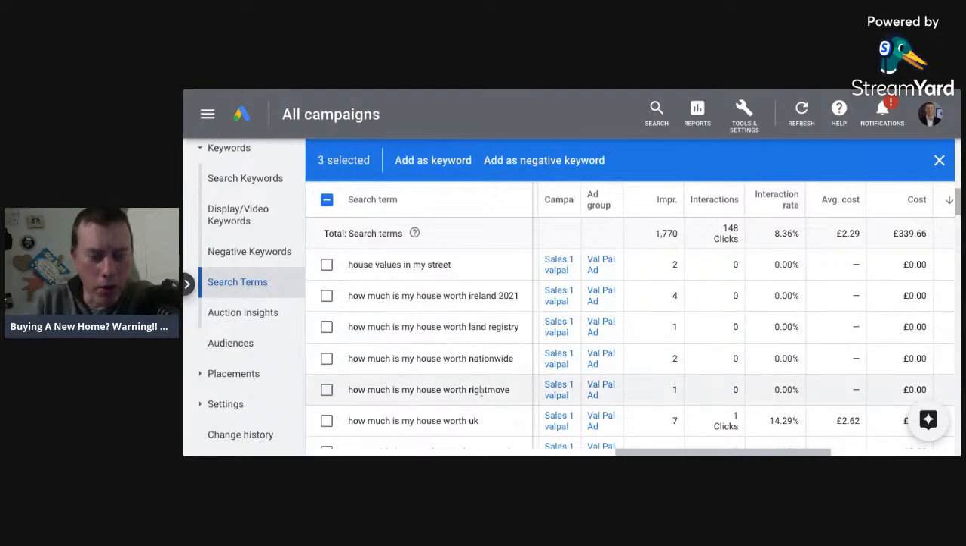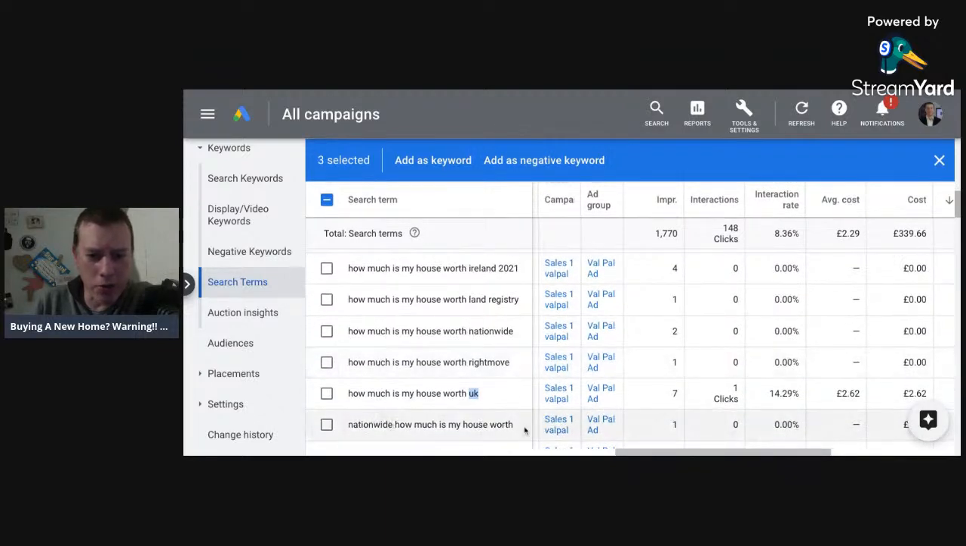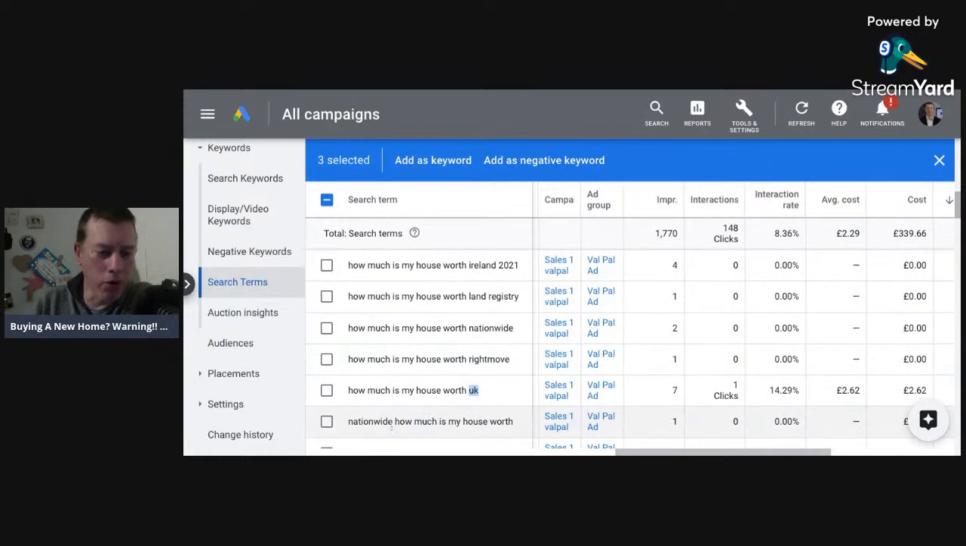But what I will be looking for is words like this. How much is my house Rightmove? How much is my house worth? Rightmove. How much is my house worth? UK. Now, the term UK is too wide for me. So I'm actually going to negative that word out. So we're going to just pause that. Nationwide, how much is my house worth? That's someone, nine times out of 10, who will be looking for a remortgage.